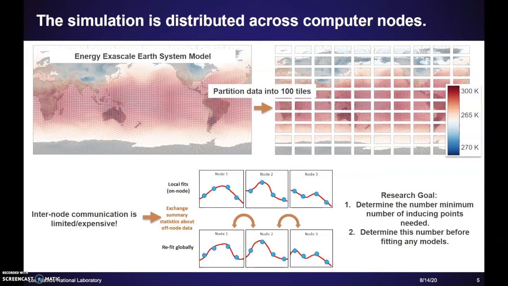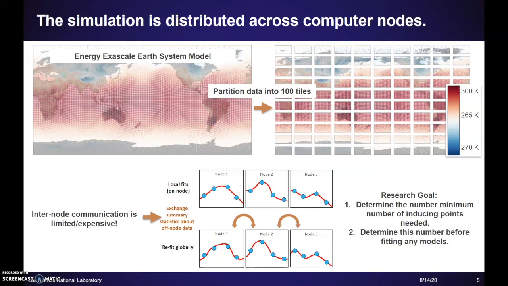We try to represent this partitioning of the simulation by splitting the data up into 100 tiles, because what we will eventually do is fit a Gaussian process model locally on each node. Then we'll transmit the details of the models to other nodes such that we can get a global fit of all of the data. The key thing here is that transferring data between nodes is expensive, so we want to be careful about how much data we transmit.